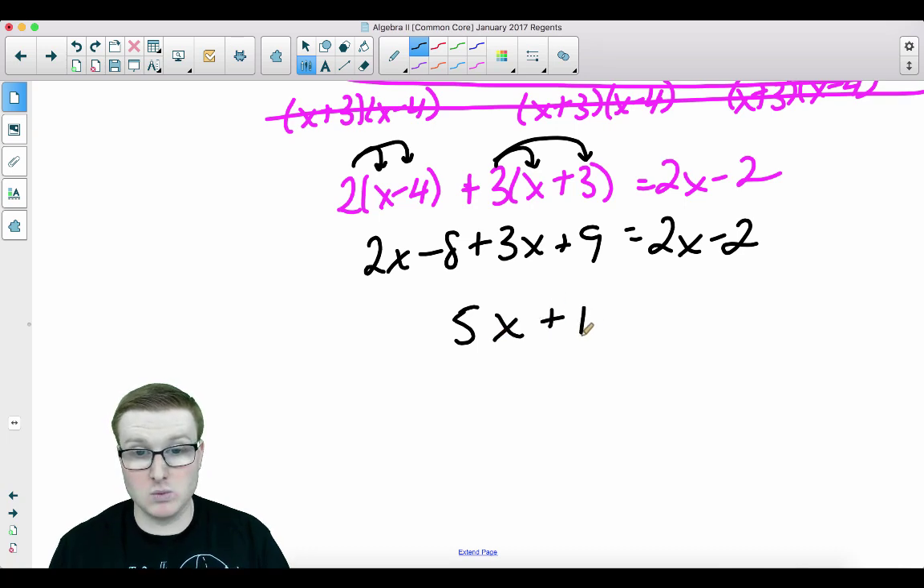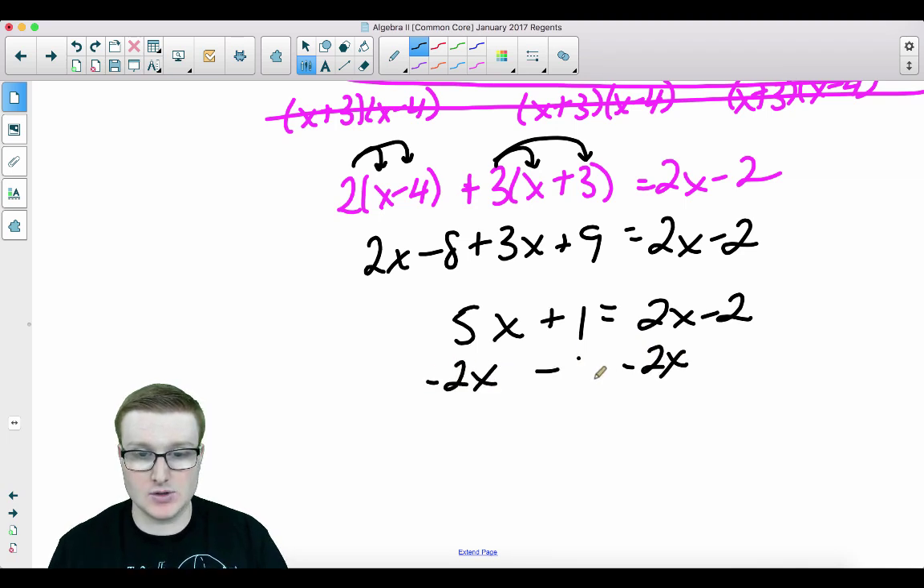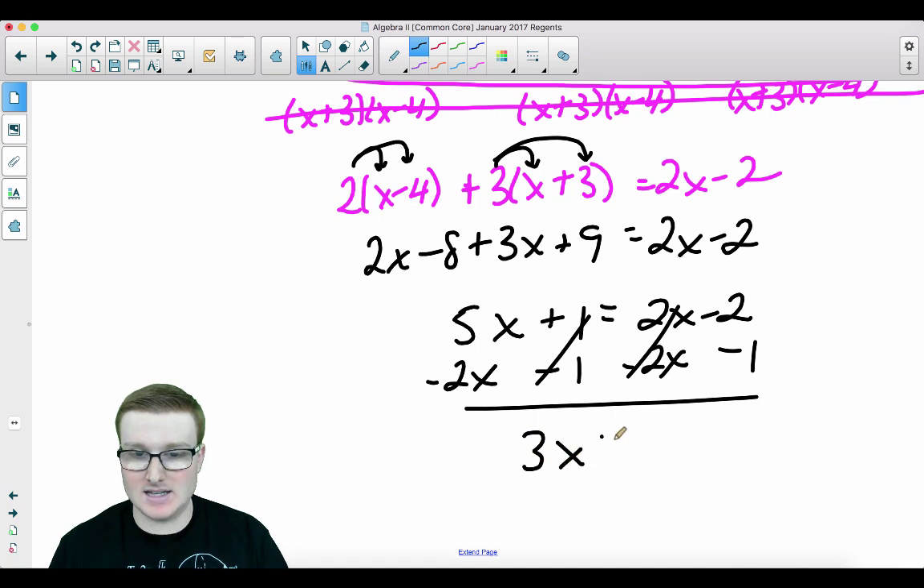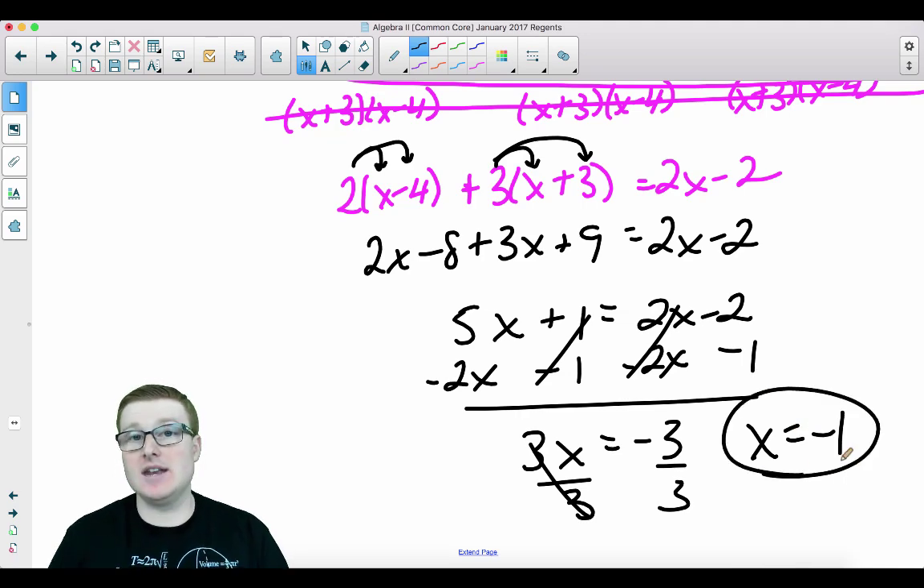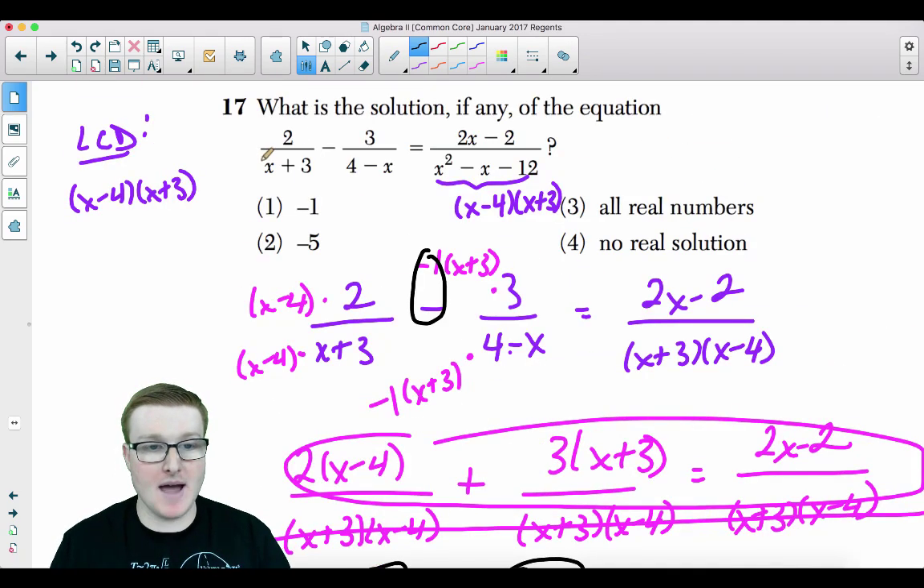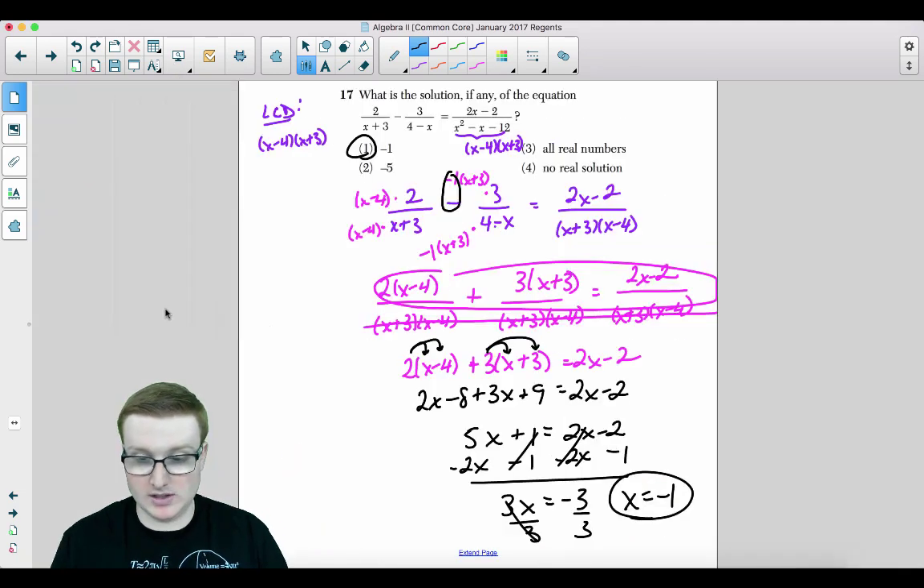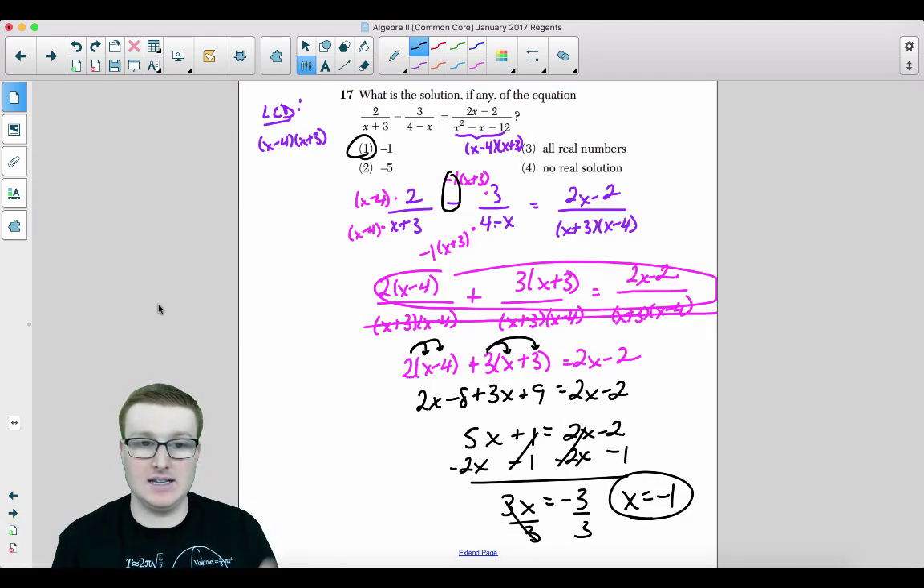So 5x plus 1 equals 2x minus 2. Subtract the 2x. Subtract the 1. We get 3x equals negative 3. Divide by the 3, and you get x equals negative 1. Make sure that negative 1 does work. If you plug it back into the denominator, it should not be undefined. And if you plug negative 1 back in, everything checks out. Your answer is choice 1. Everything works. Nice and easy.